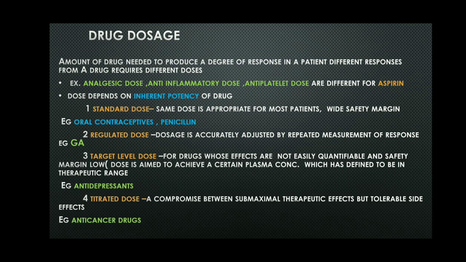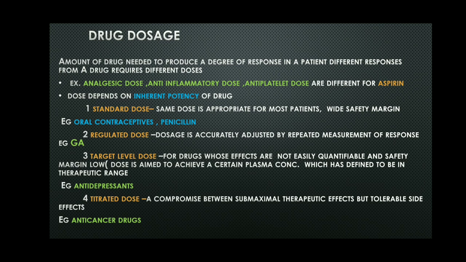Now the regulated dose. Dosage is accurately adjusted by repeated measurement of the response. Now you're going to measure the response. When you give the dose, you measure the response. Now accordingly, अगर response सही आ रहा है, कम आ रहा है, ज़्यादा आ रहा है, उस अकॉर्डिंगली आप ड्रग के डोज को भी ऑल्टर करोगे, चेंज करोगे, मॉडिफाई करोगे. So that is what happens in regulated dose. For example, we have general anesthesia.